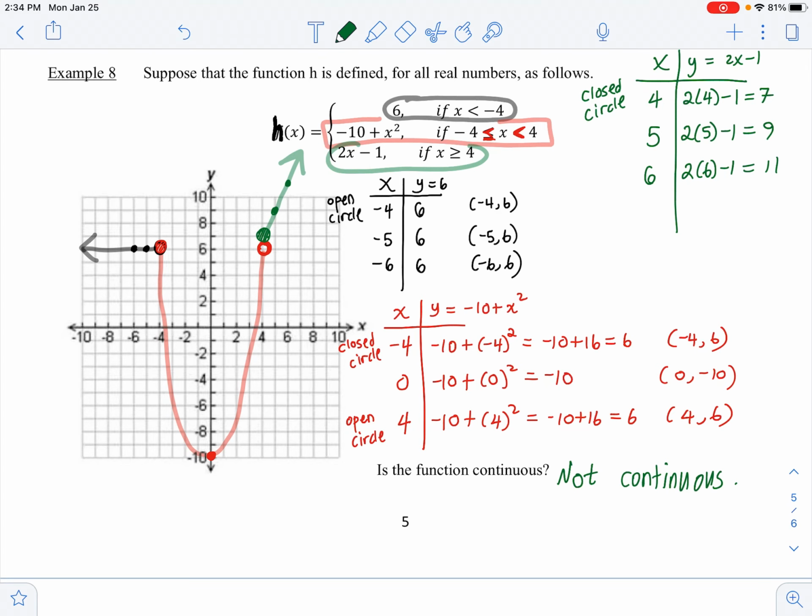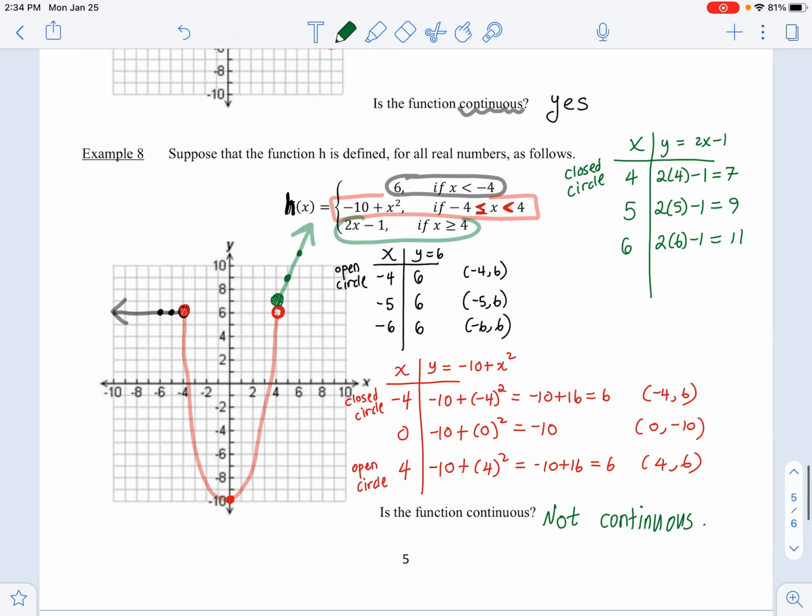But for right now, we're just going to answer yes or no questions based on the fact, can we graph this function without lifting our pencil? If the answer is no, then this is not continuous.